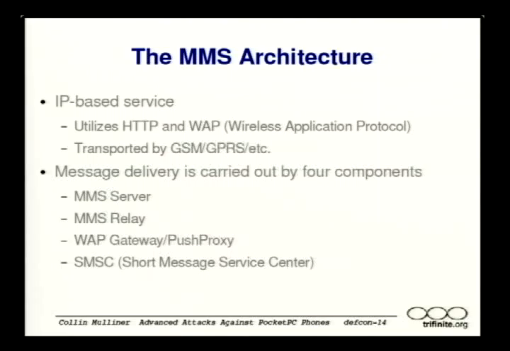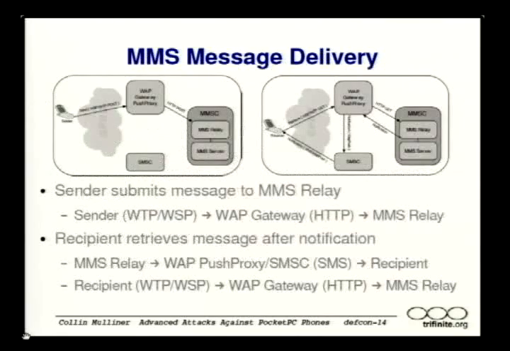The system is basically just four components: the MMS server or relay, a gateway, the push proxy, and the SMS service center. So when a message is sent, of course the client generates the message. And then it's first just a WAP push to the WAP gateway, which just translates to HTTP, and it just uploads some file to some web server.